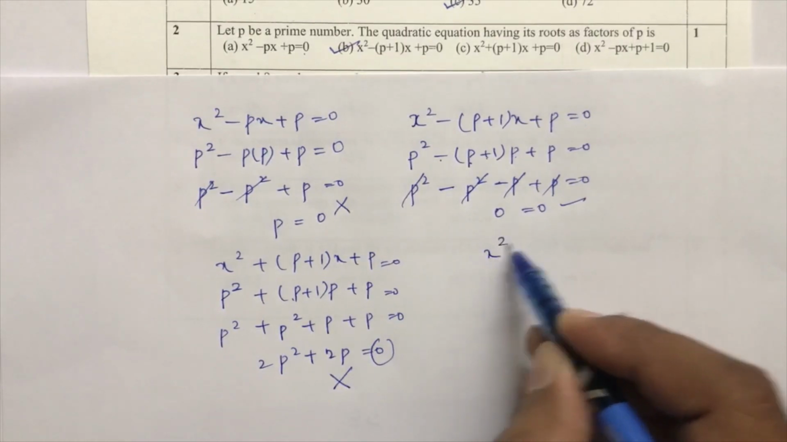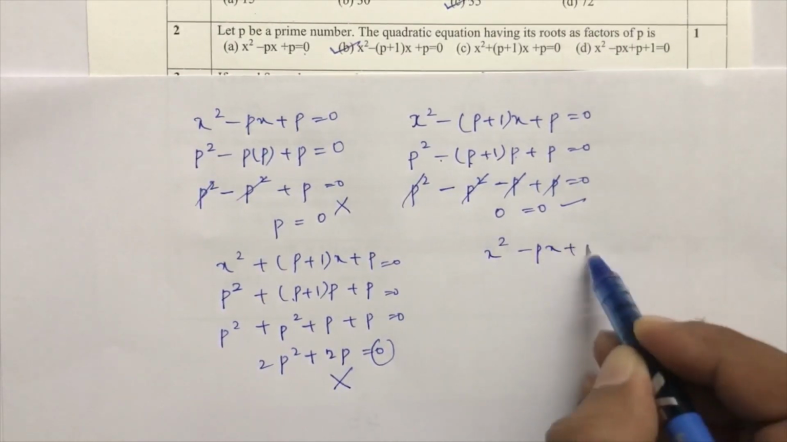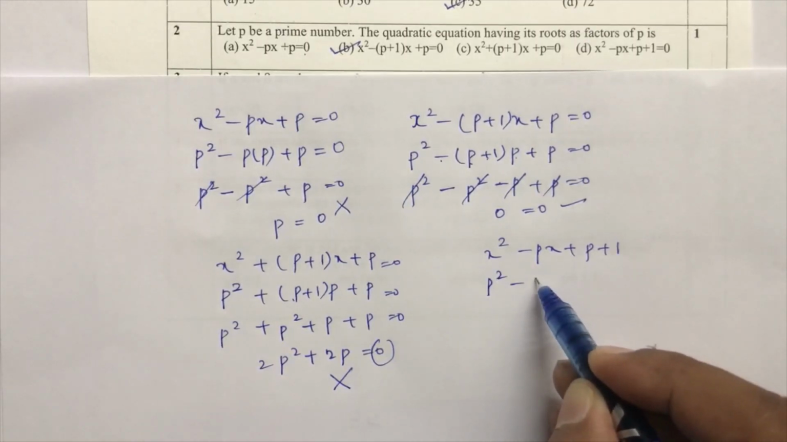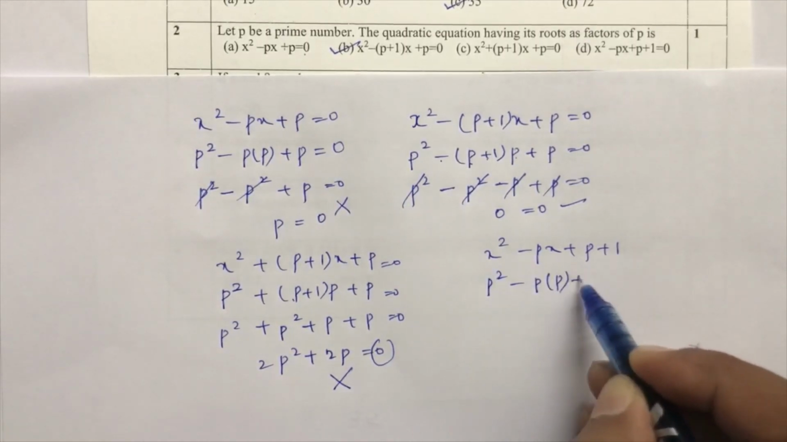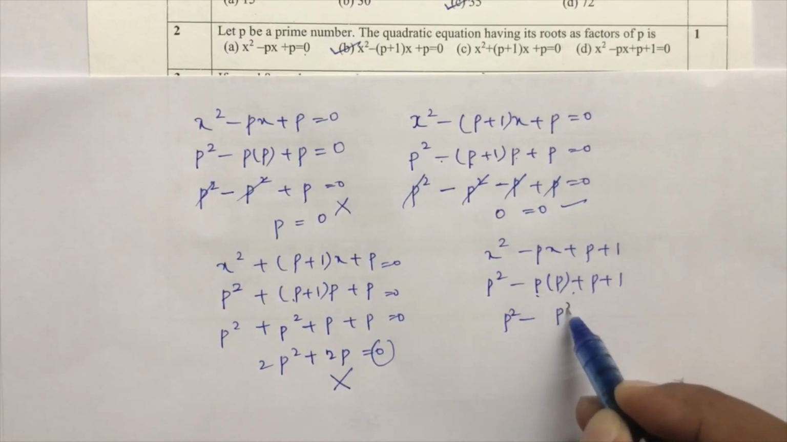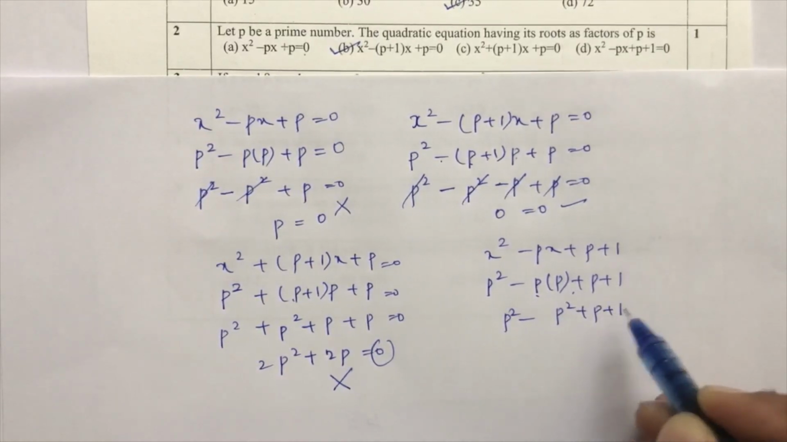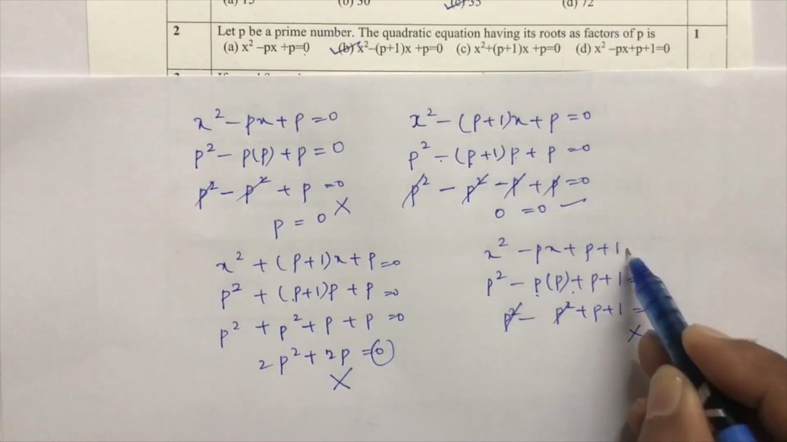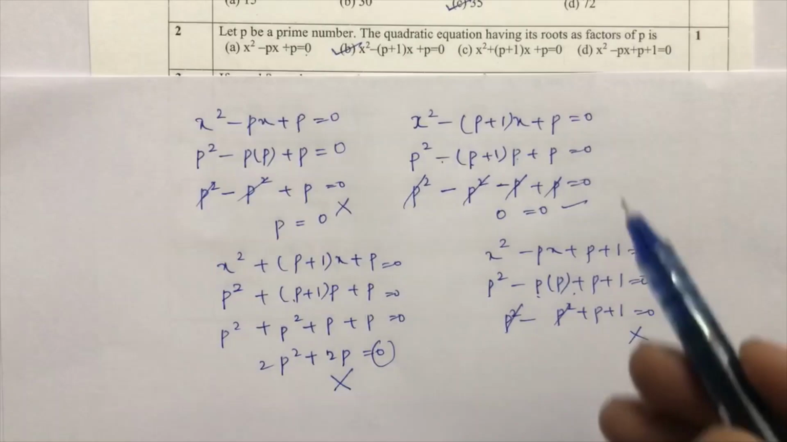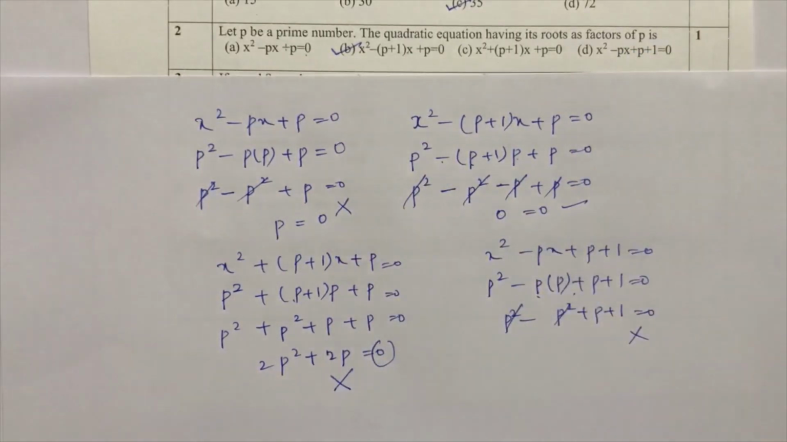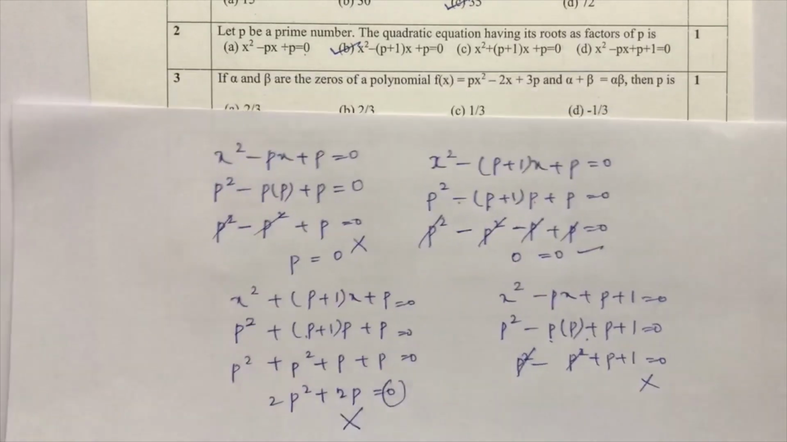You can check the last one also. In place of X, substitute P: P square minus (P plus 1) P plus P... here also you are not getting 0, therefore it is not a factor. So the factor is P, and the correct option is B. Next question.